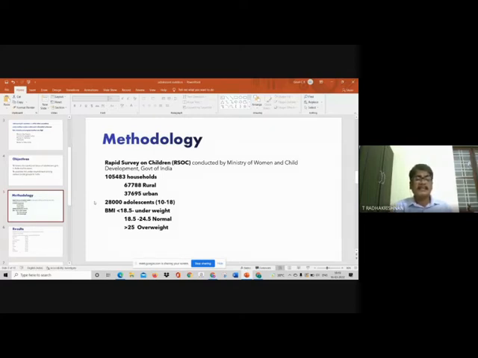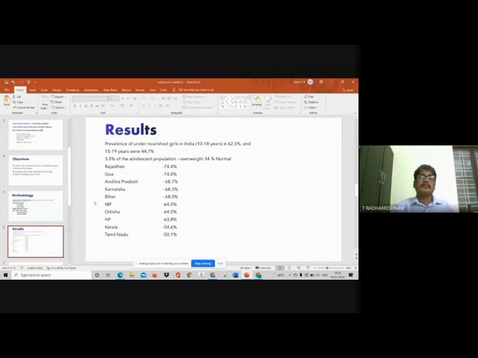Basically, different methods are used to assess nutritional status. One is BMI, which is the cheapest, and not much intervention is required. Other methods are dietary surveys and lab-oriented chemical tests, but they are expensive compared to BMI, the anthropometric method. Although adolescents are considered to be 10 to 19, the survey considered only 10 to 18 years, so I also restricted my study to 10 to 18 years.